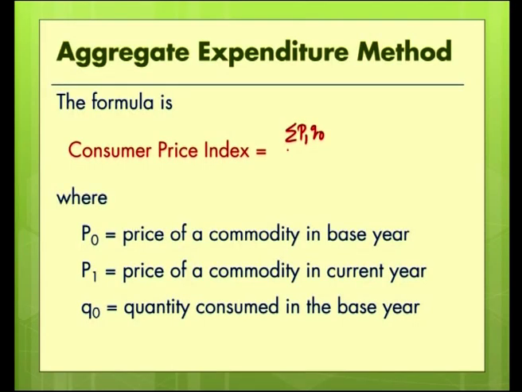Aggregate expenditure method, the formula is summation P1 Q0 by summation P0 Q0 into 100, where P1, P0, Q0 are in the usual notations. That is, P0 is the price of commodity in base year, P1 is the price of commodity in current year, and Q0 is quantity consumed in the base year.